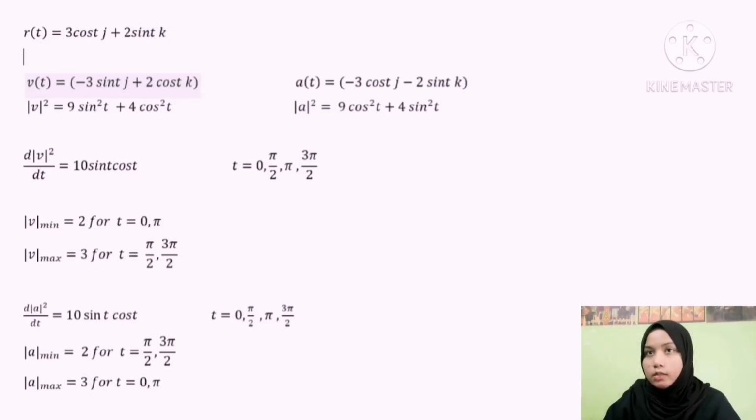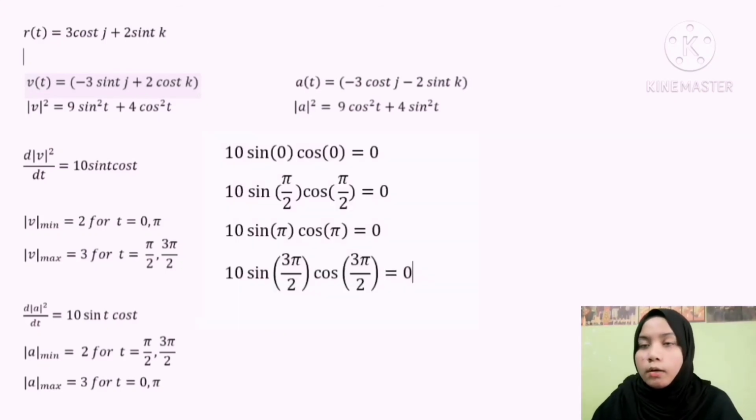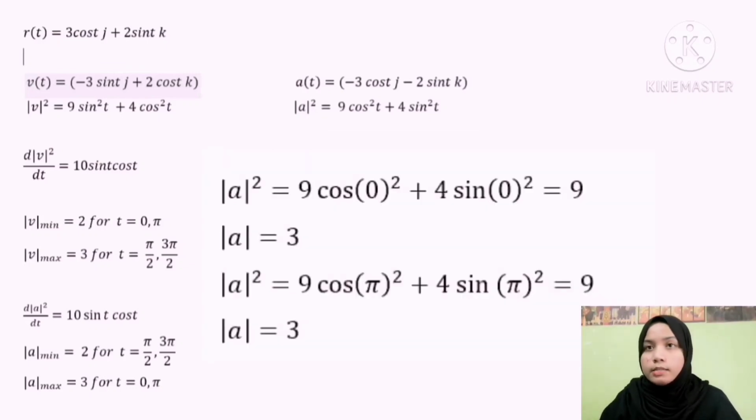For acceleration, we can take the derivative of magnitude acceleration square and we get 10 sin t cos t. It is the same like velocity. 10 sin t cos t is equal to 0 when we put t equal to 0, pi over 2, pi, and 3 pi over 2. If we plug in 0 in 9 cos square t plus 4 sin square t, we will get the magnitude of acceleration square equal to 9. So the magnitude of acceleration is equal to 3.